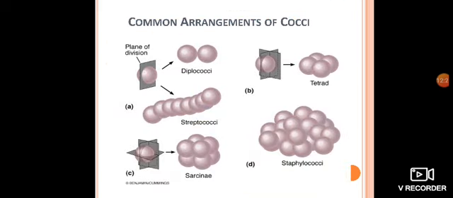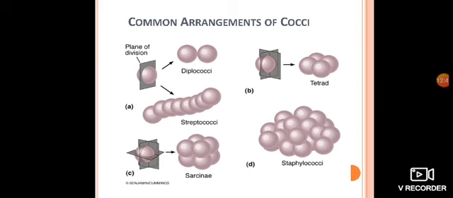A common arrangement of your cocci: in the first point, a pair is called diplococci. If they are 4 in number, they are called a tetrad. If they are in a chain form, then it is called streptococci. If they are in a number of 8, they are called sarcinae, and if they have a grape-like structure, they are called staphylococci.